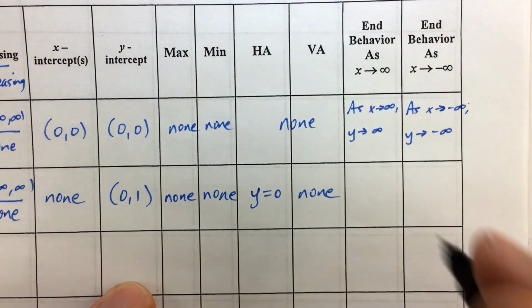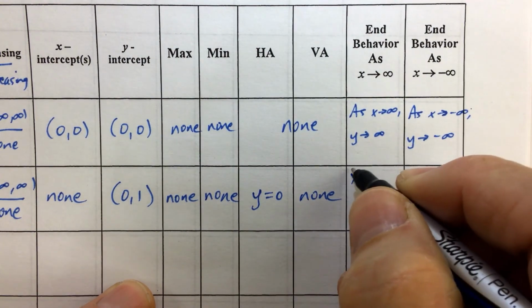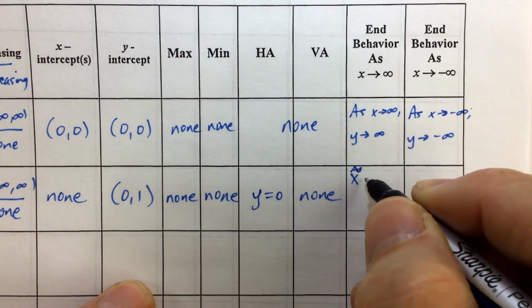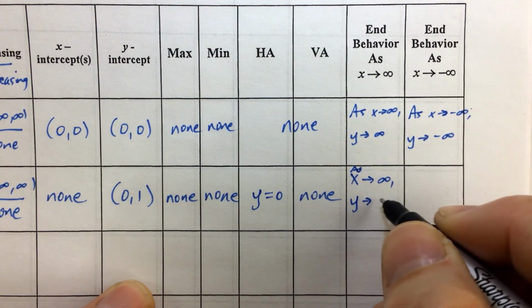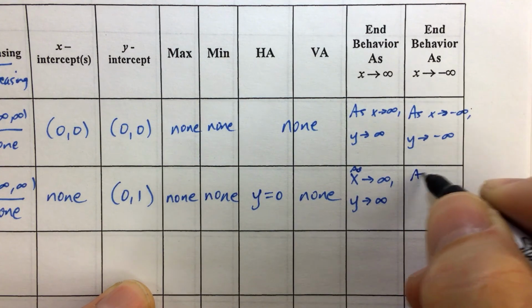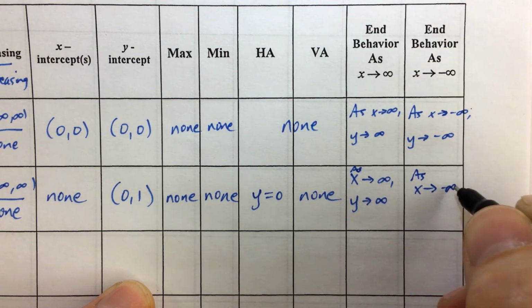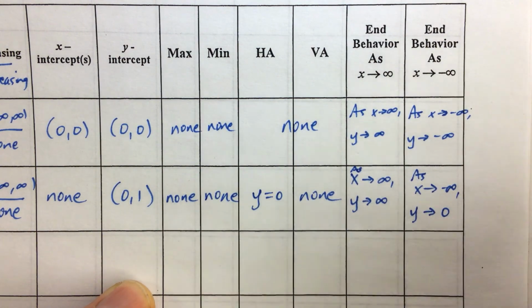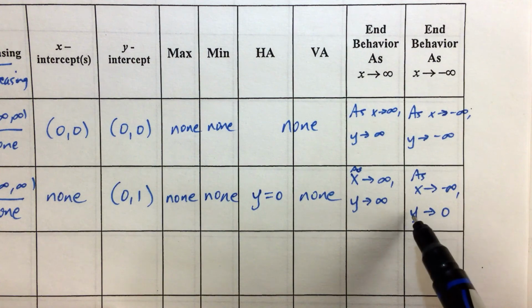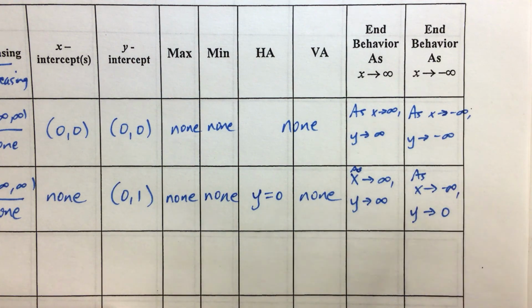The end behavior, as x approaches infinity, the y values also approach infinity. And as x approaches negative infinity, the y values approach 0. So, as I said, this is a new one for us because now we have, as x approaches negative infinity, y is approaching 0.